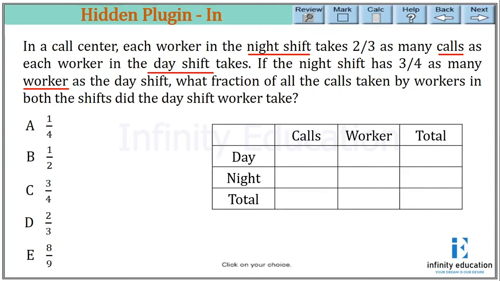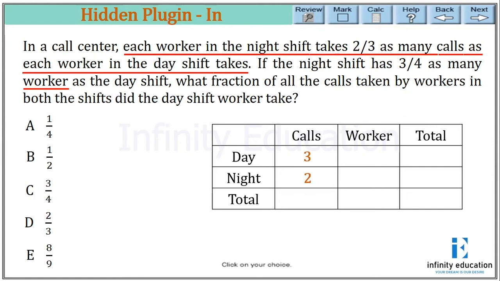So in a call center, each worker in the night shift takes 2/3 as many calls as the day shift. So I must plug in for the day shift to get the night shift. As this consists of 2/3, for the day shift I should take a number that is a multiple of 3. I have taken the easiest number, that is 3. So if a day shift worker is taking 3 calls, how many calls will be taken by a night shift worker? 2/3 of 3, that is 2.